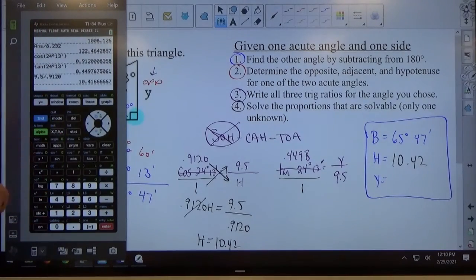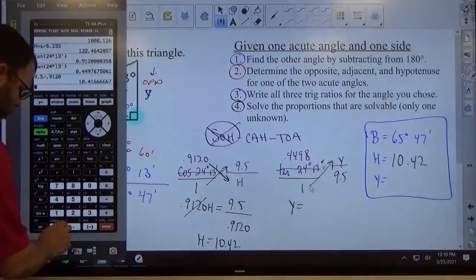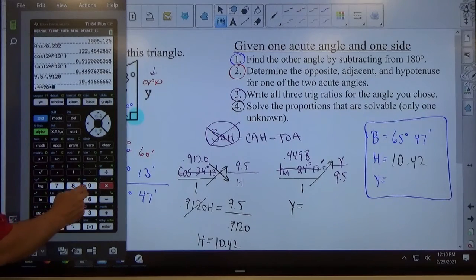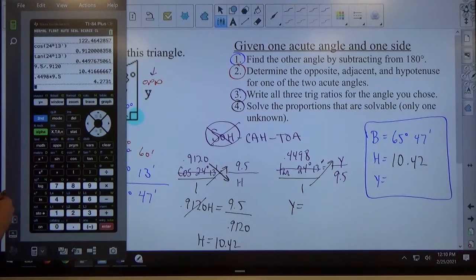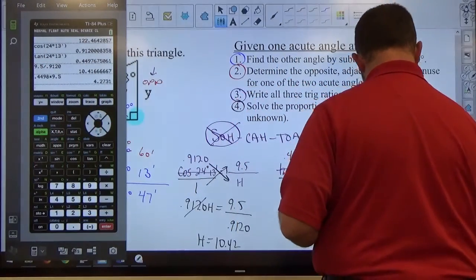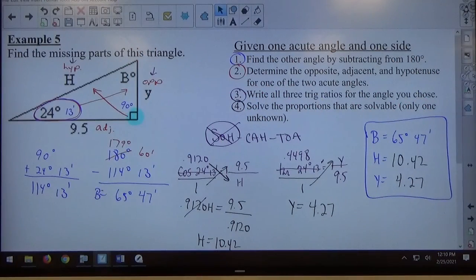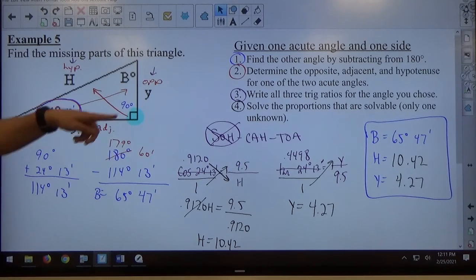And if I look at the second proportion, if I cross multiply, 1 times y is y, and 0.4498 times 9.5 comes out to 4.2731, so 4.27. Again, round everything to a couple decimal places for a final answer. Throughout your work, keep everything to 4 decimal places. Right? So again, when you know one side and one acute angle, step-by-step process there always gets you the missing pieces that you're looking for. Make an answer box on your paper so it's easier for me to locate your final answers.